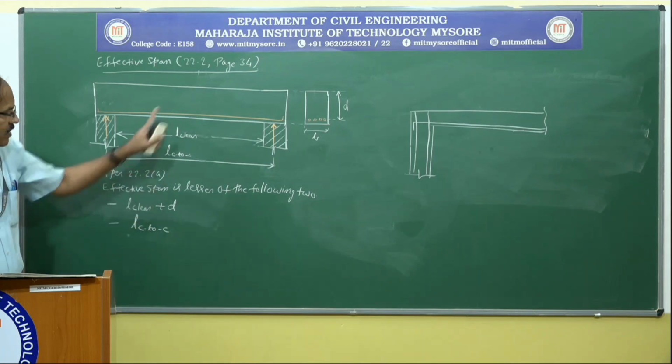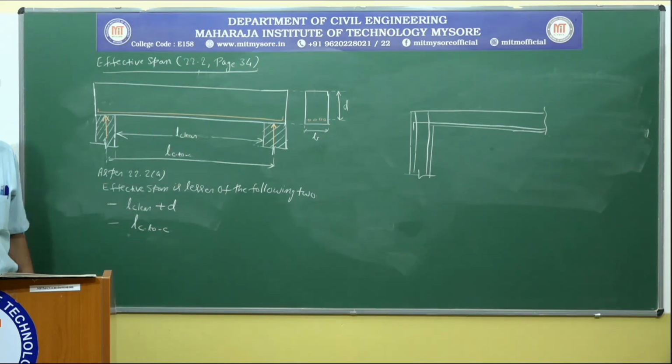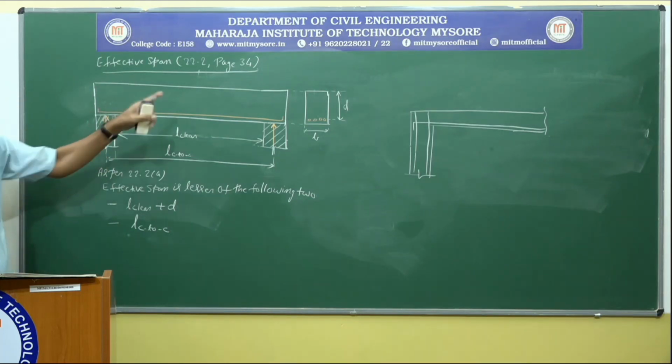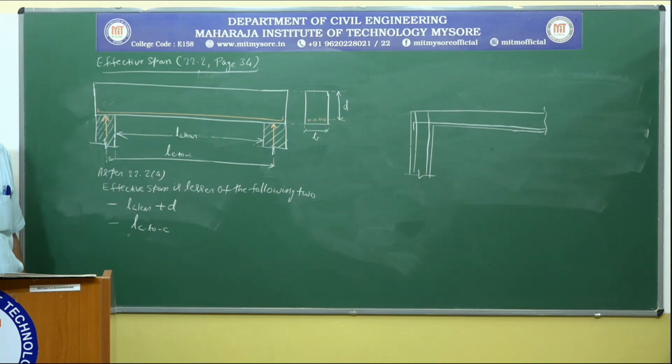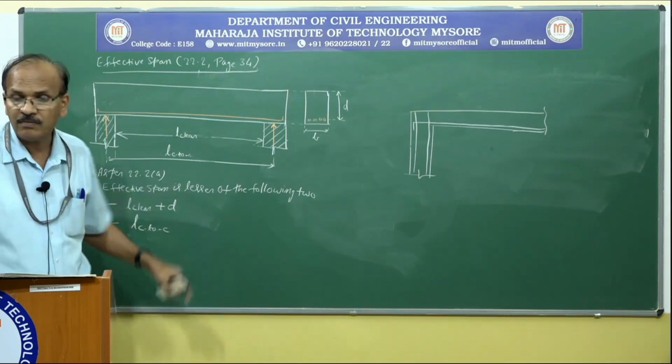So this is the way we are going to fix the effective span of a beam under simple support, that is, it is not built integrally with the support. The wall is separate and the beam is separate. This is as per 22.2a.